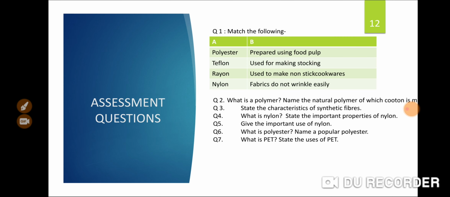Here we have assessment questions, which are based on the topics discussed in this video. First question is match the following. Here we have column A and B.